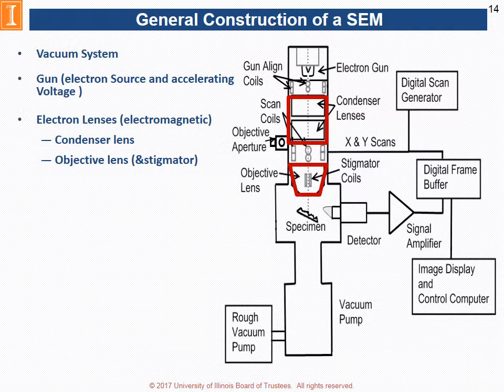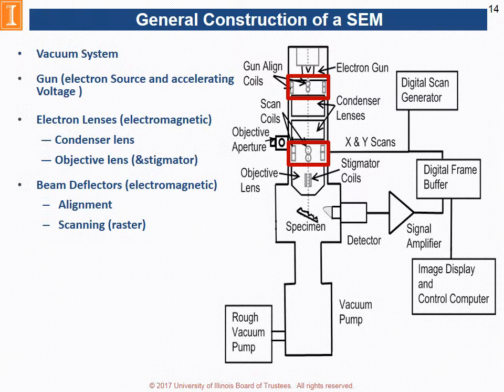Electron lenses. There are two types of lenses. The condenser lens sits right below the gun. The function of the condenser lens is to control the probe current and probe size. The objective lens sits right above the specimen. The function of the objective lens is to make the probe focus on the sample surface.